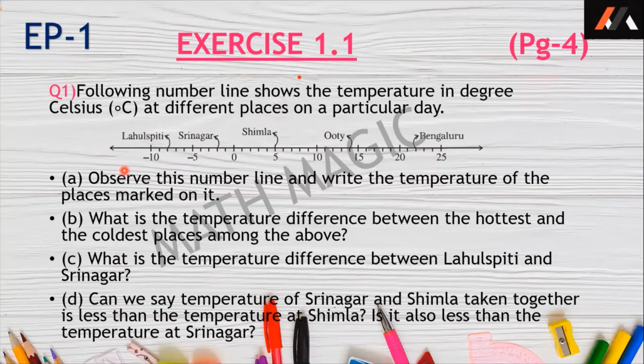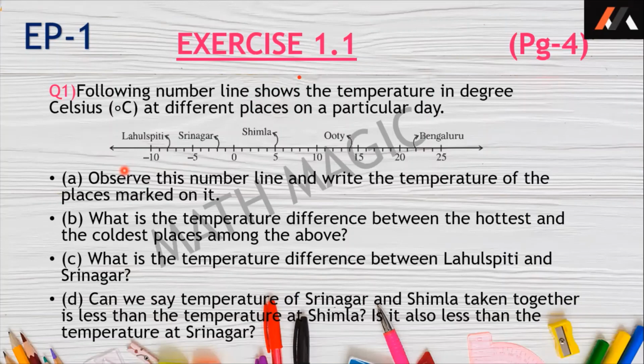Now when we consider the case of Lahaul Spiti, it's very close to -10. So we go 2 places towards Lahaul Spiti from -10. When we go towards the right side of the number line, we always add the numbers. So in this case, we will add 2 to -10. So -10 plus 2 will be -8.